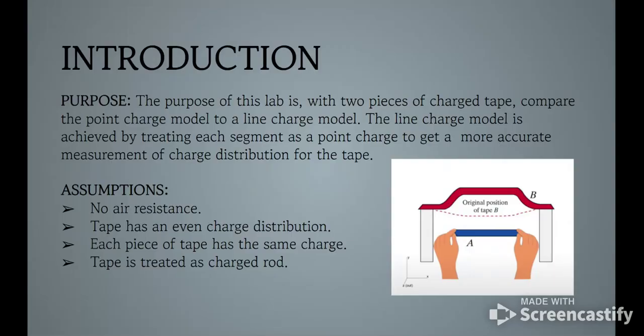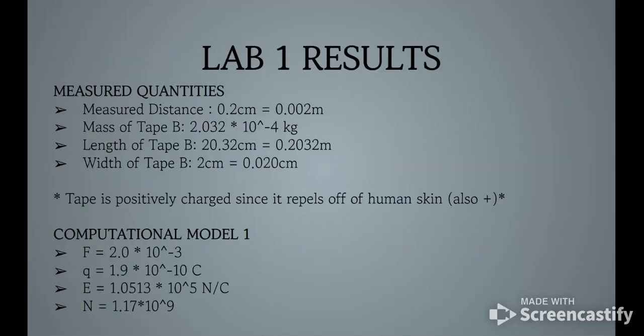Now for our assumptions here, we have no air resistance, the tape has an even charge distribution, each piece of tape has the same charge, and the tape is treated as a rod. Going a little deeper into this, instead of treating A as one charge and B as another charge, we are instead replacing A with a bunch of charges down the line, and the same thing goes with B. This is a little more accurate because we're not just concentrating the charge in one specific spot.